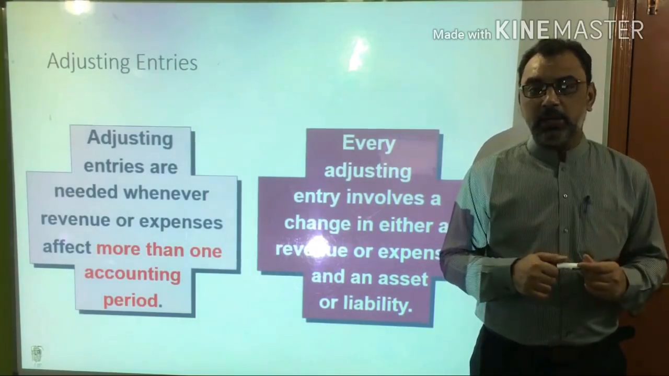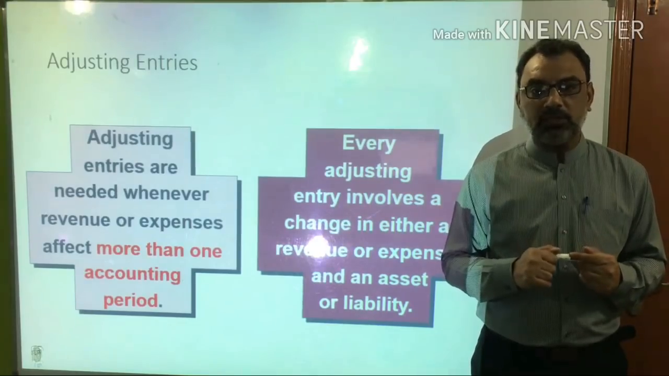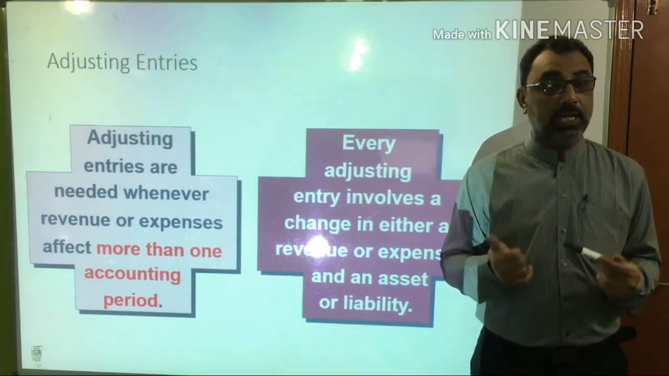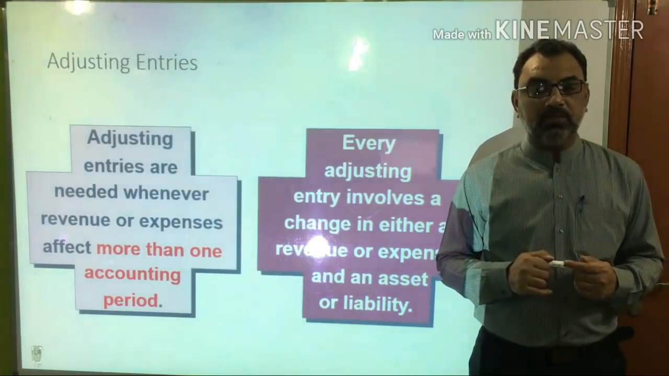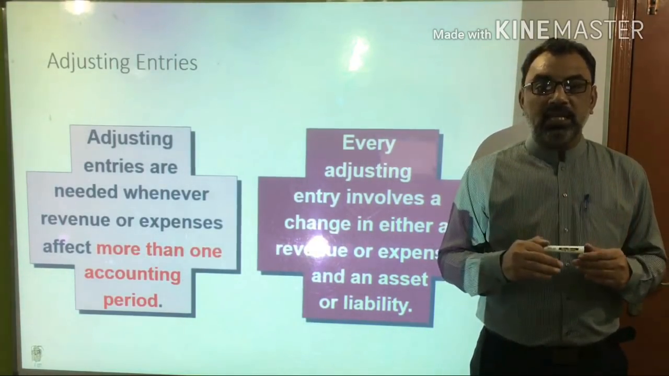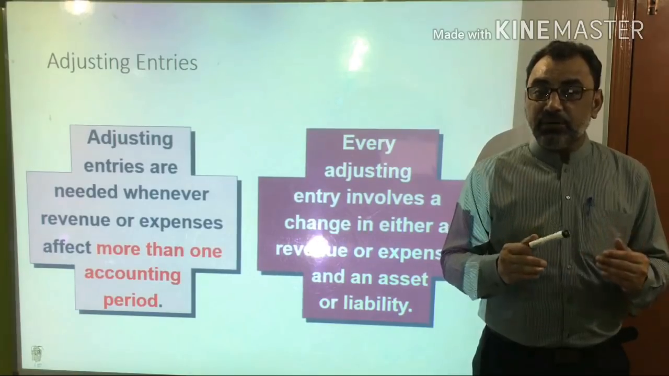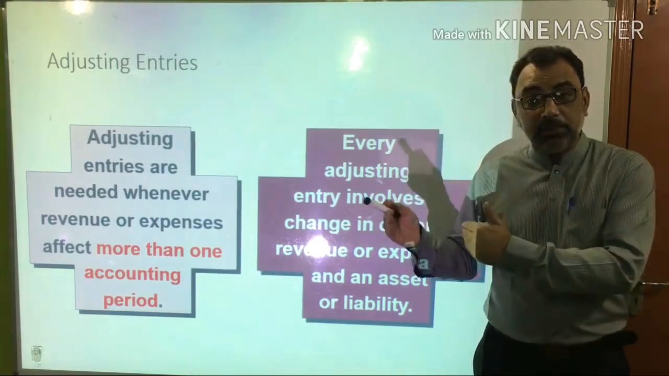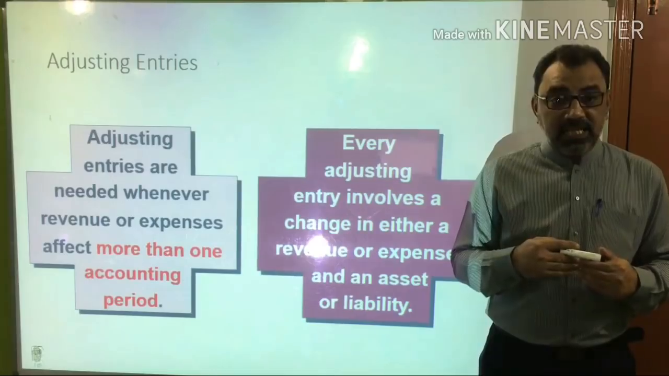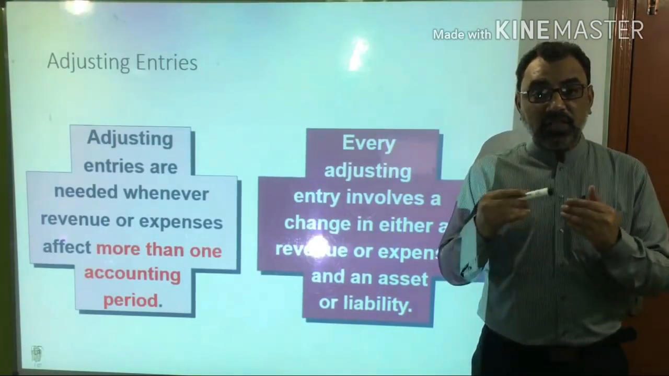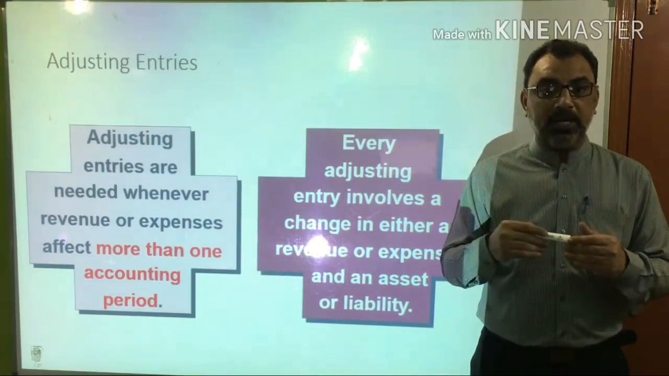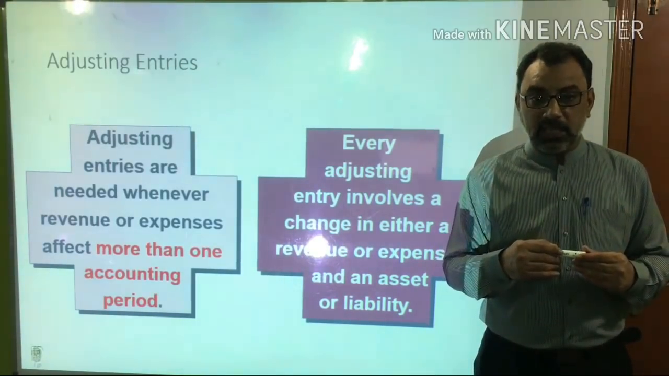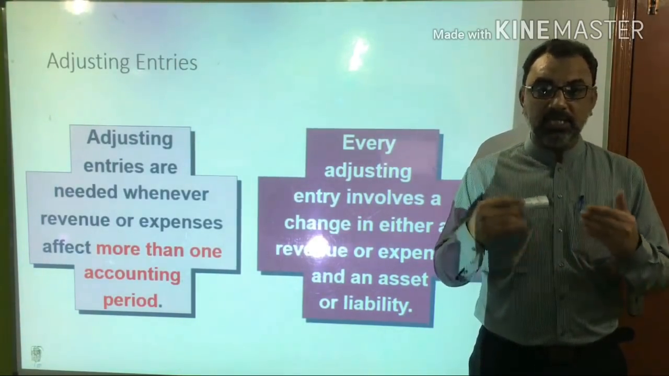But measuring net income for a relatively short accounting period, such as a month or even a year, poses a problem because, as mentioned above, some business activities affect the revenue and expenses for multiple accounting periods. Therefore, adjusting entries are needed at the end of each accounting period to make certain that appropriate amounts of revenue and expense are reported in the company's income statement.